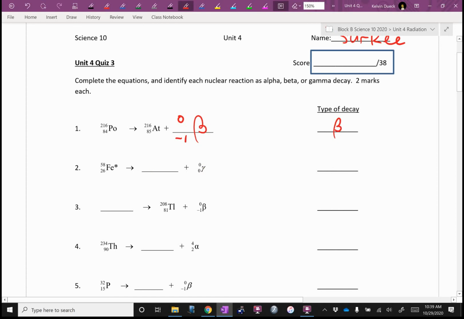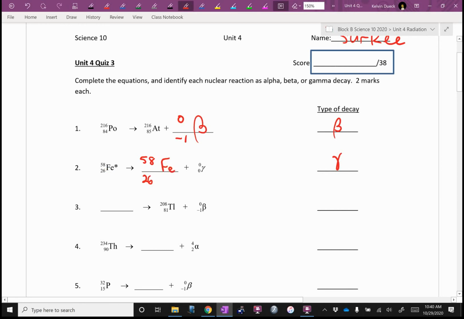Number 2, this is definitely gamma. You can put a G there for gamma, or you can put the symbol. I know that because that's a gamma particle, and gamma has a mass of 0, a charge of 0. I started with 58. This is going to be 58. I started with 26. This is still going to be 26, which tells me this is element number 26.